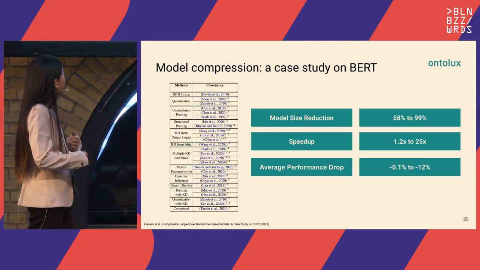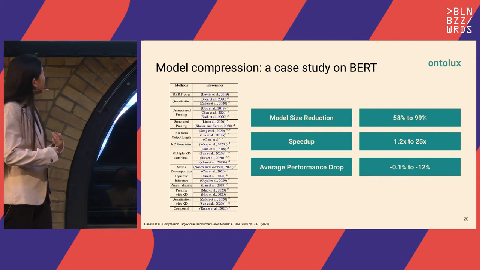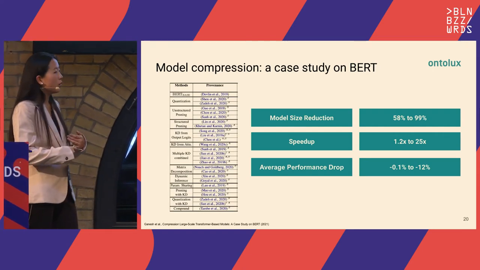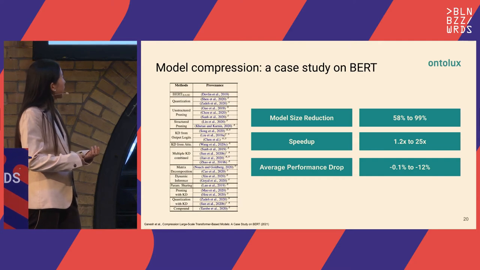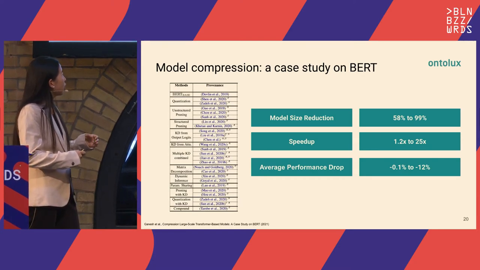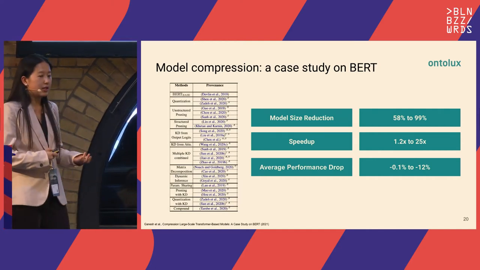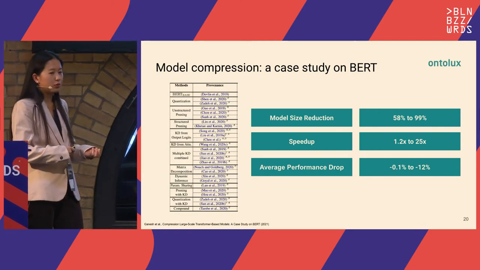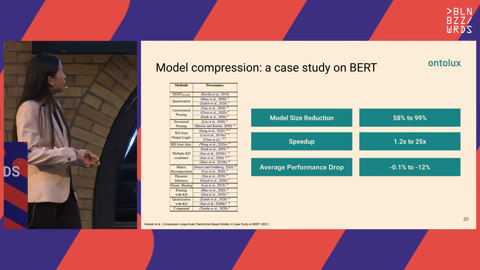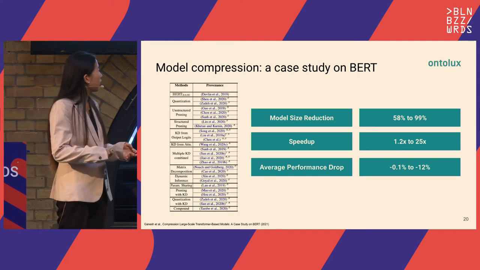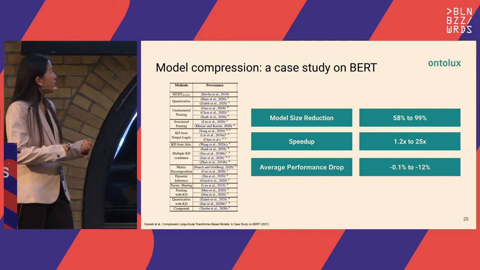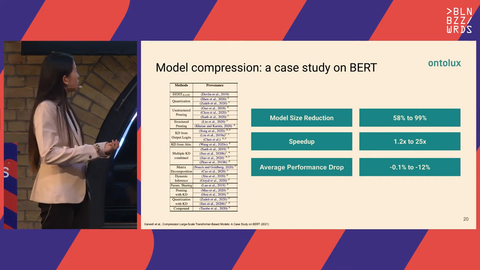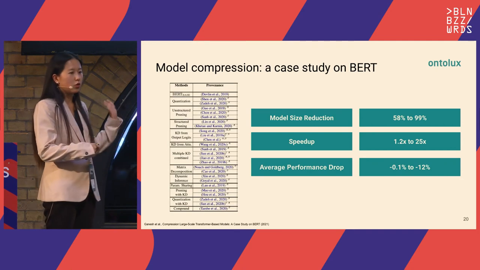And so in general, there are three different types of measures to measure how well a distilled model works. The first one is the model size reduction, and in this case, they range from 58% to 99%. The second one is the speed up, which ranges from 1.2 times to 25 times. The third one is the average performance drop, which ranges in our cases from minus 0.1 to minus 12. So this is a wide range because all those different methods have different purposes and they try different approaches. That's why we can say there's a wide range of performance.